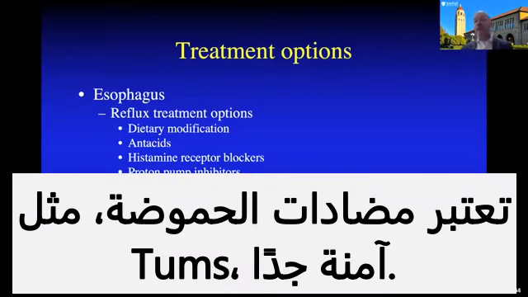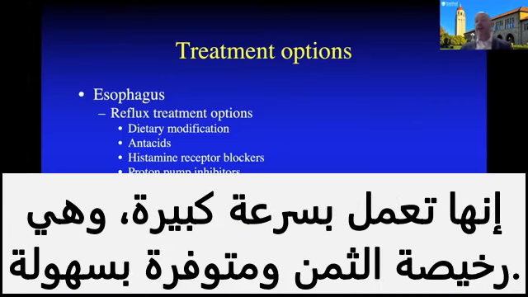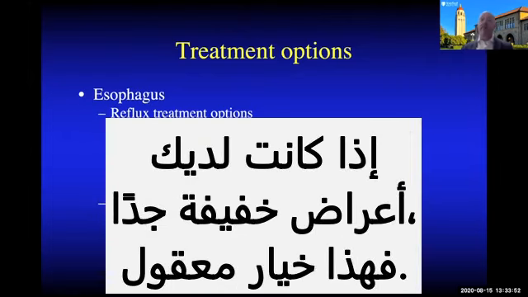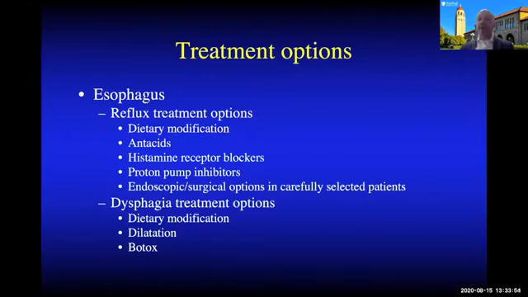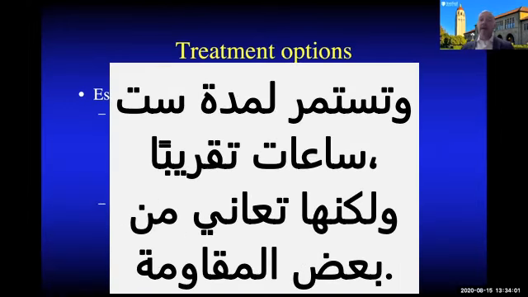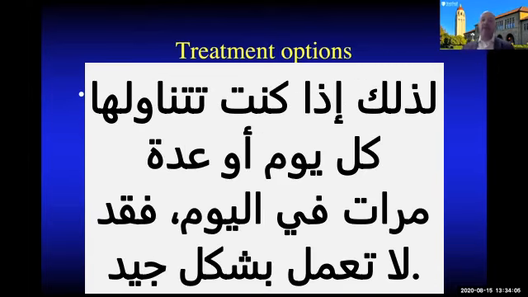The antacids such as Tums are very safe. They work very quickly. They're pretty cheap and readily available. They're not tremendously effective, but if people have very mild symptoms, it's a reasonable option. Histamine receptor blockers such as Pepcid and Zantac work better, and they last for about 6 hours, but they do have some resistance. So if you take them each day or several times a day, they may not work as well.